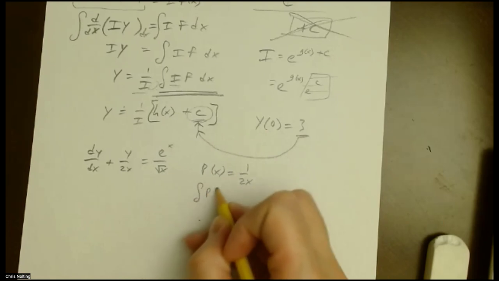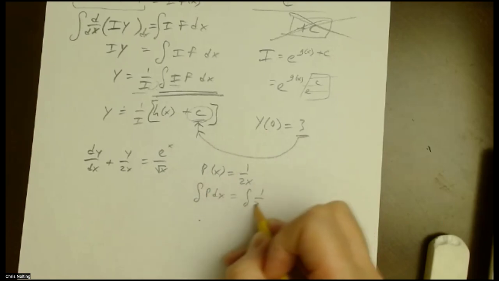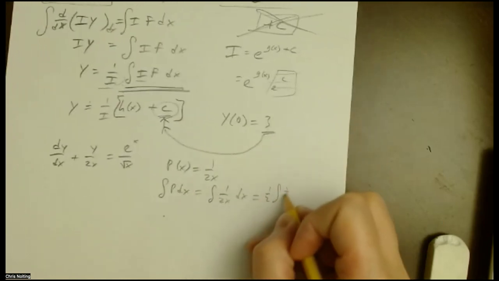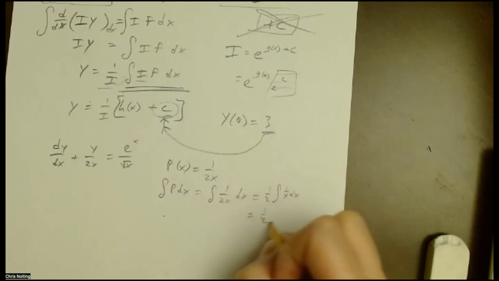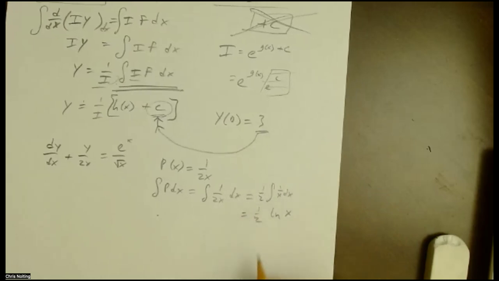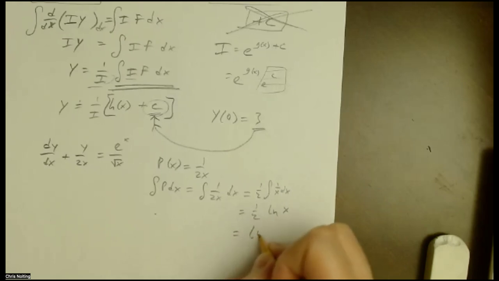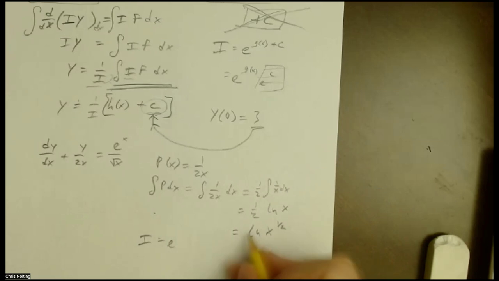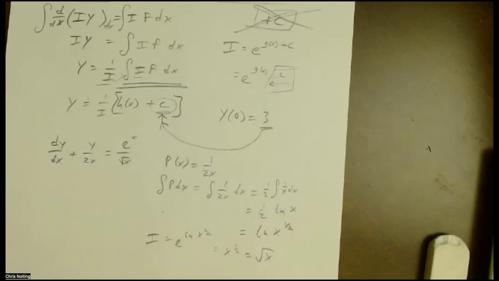Let me take the integral of p dx. It's the integral of 1 over 2x dx equals 1/2 integral 1 over x dx, or 1/2 log x. Well, I'm going to use logarithm rules to also make this log of x to the 1/2 power, because then I want I to be e to that thing. So e to the log x to the 1/2 power is just x to the 1/2 power, or in other words, square root x, like that.